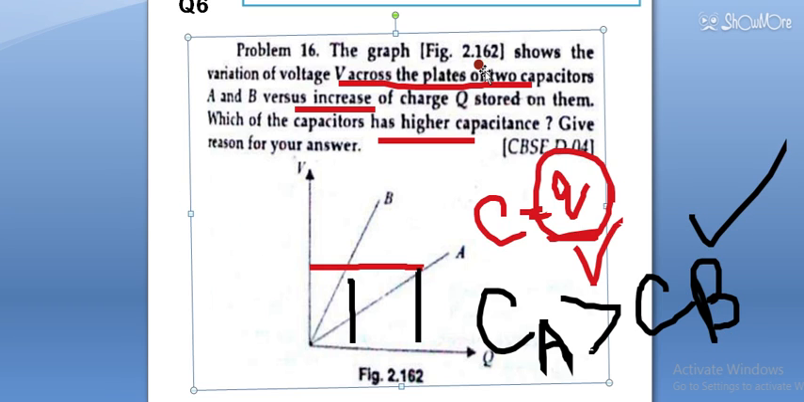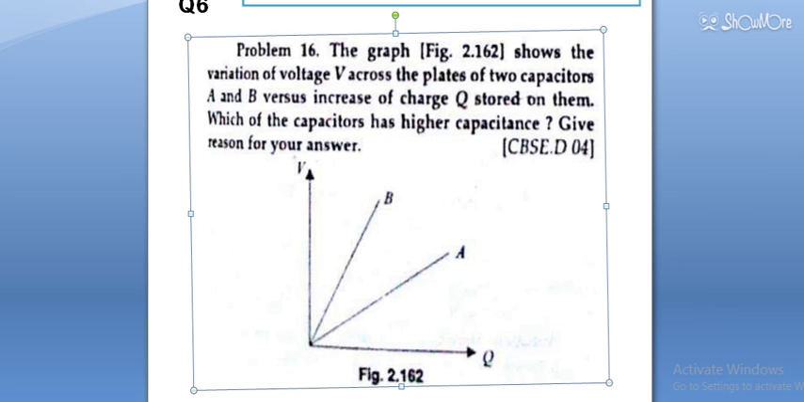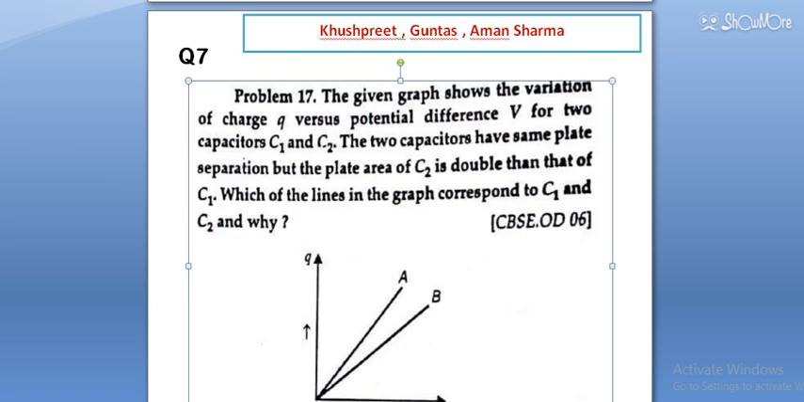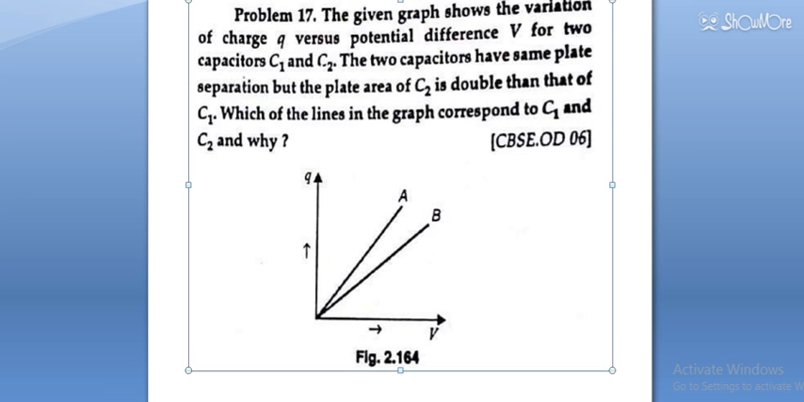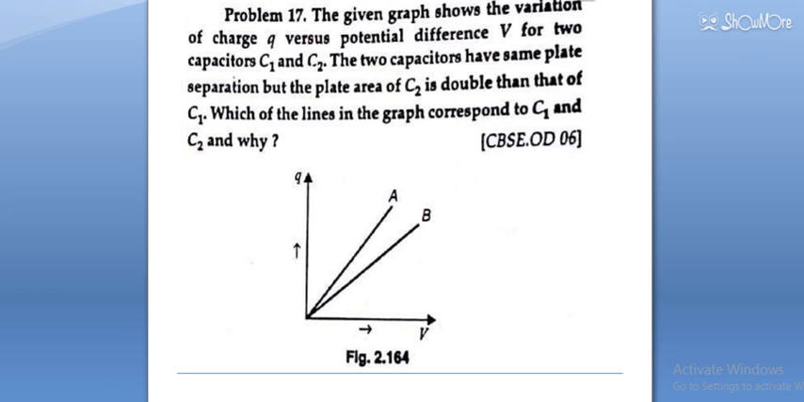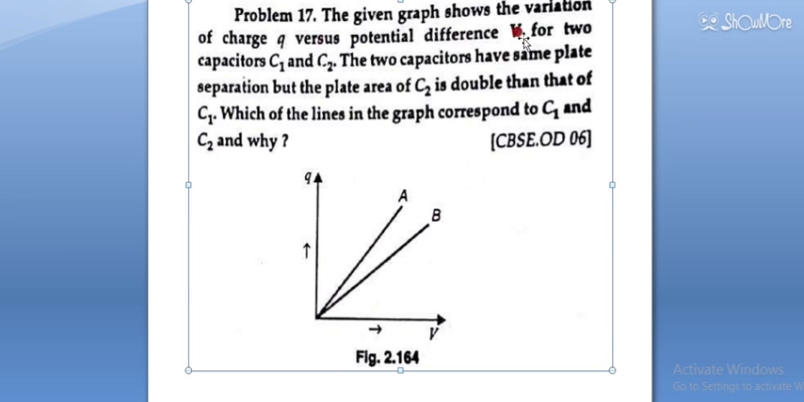I hope you have seen such questions during the classes also. So let's move to the next question. The next question is problem number 17. Okay, so he has given the graph. The given graph shows the variation of charge versus potential of two capacitors. The two capacitors have the same plate separation, but the plate area of C2 is double that of C1.